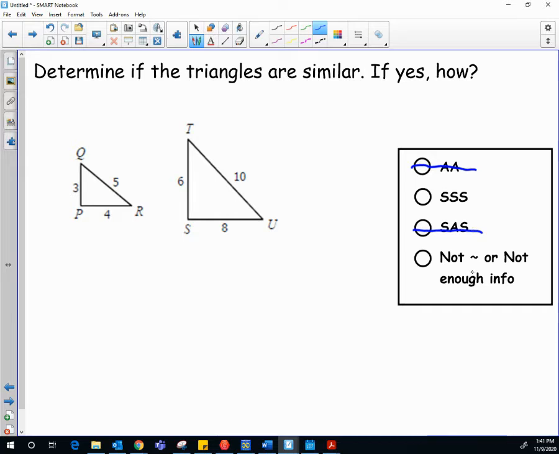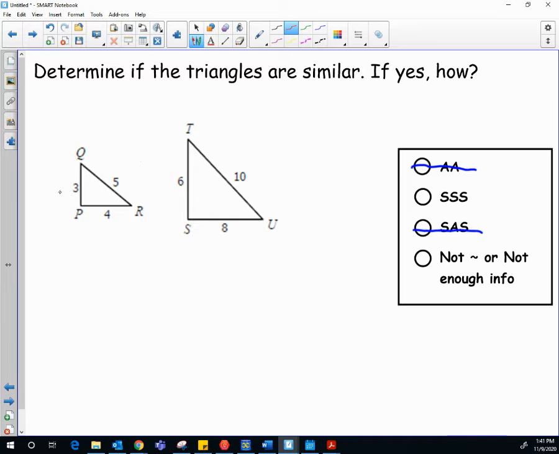You don't have enough information. Here's where people fall into a trap. They don't check. They just see 3 sides and you don't check. We're not looking for the 3 sides to be congruent. We actually have to check the ratios to see if the sides are actually proportional.